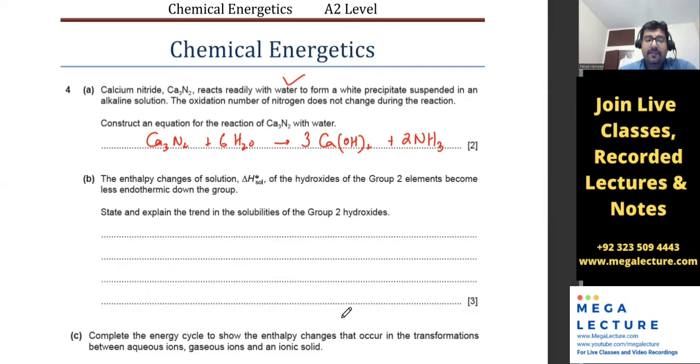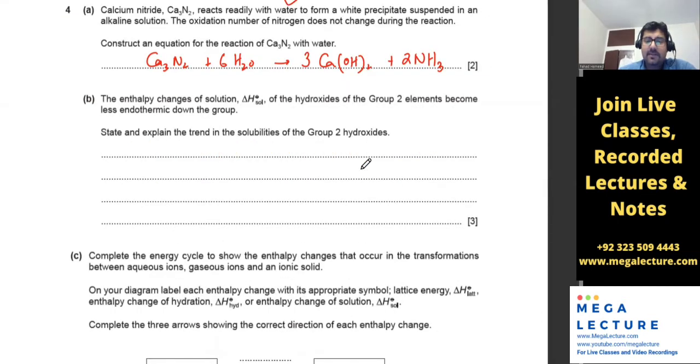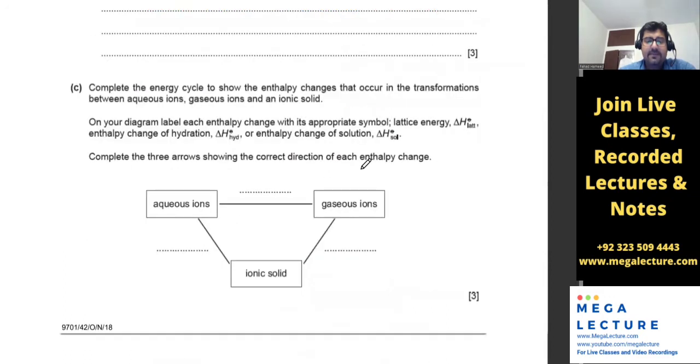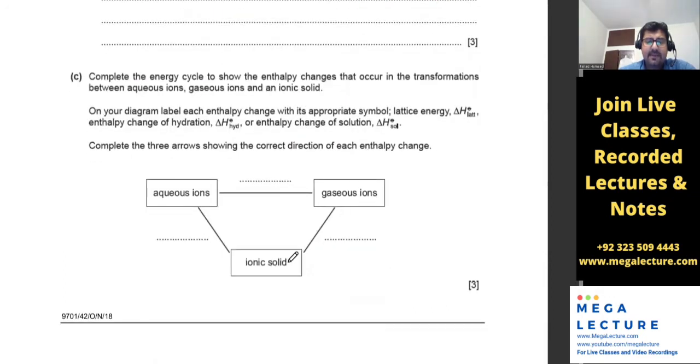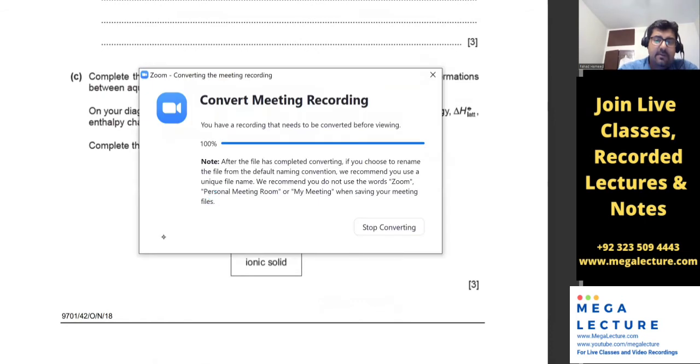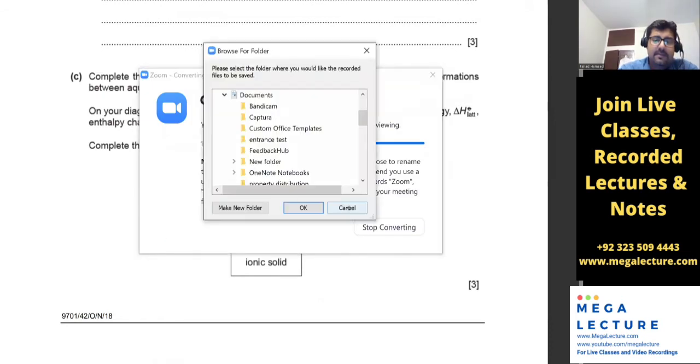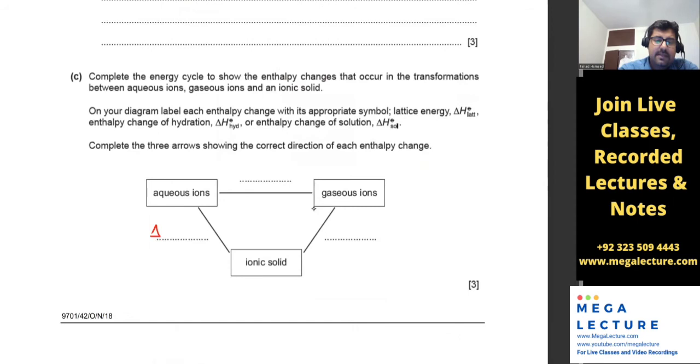Yes. So the next one on the trend is the same question, exact same question. You're going to answer it the same way. Now over here, he's drawn the same cycle. It's aqueous ions, ionic solid. Now ionic solid to aqueous ions, that's your enthalpy change of solution. Remember, the cycle could be made in any way, you can sort of flip it around, right? So ionic solid to aqueous ions, that's enthalpy of solution.